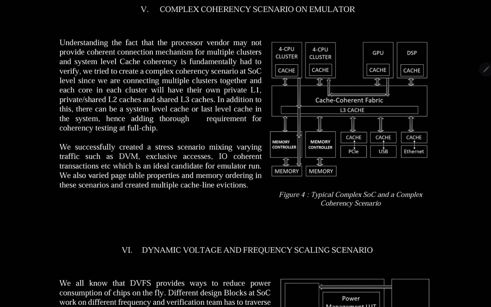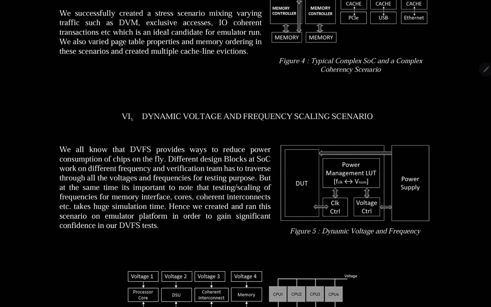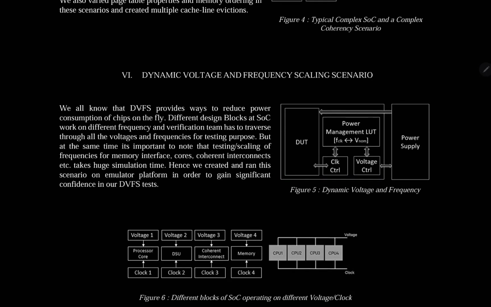We also verify page table properties and memory ordering in these scenarios and created multiple cache line evictions. So section 6 is dynamic voltage and frequency scaling scenario. Figure 5 is the dynamic voltage and frequency. Now we all know what DVFS stands for. It just provides ways to reduce power consumption of chips on the fly.